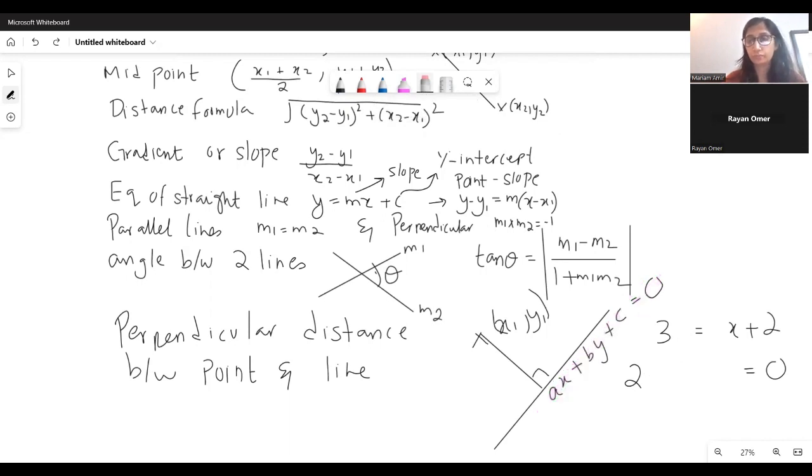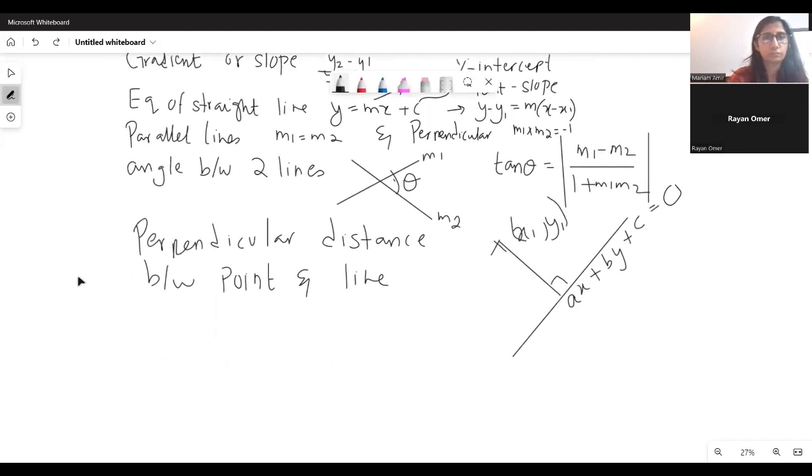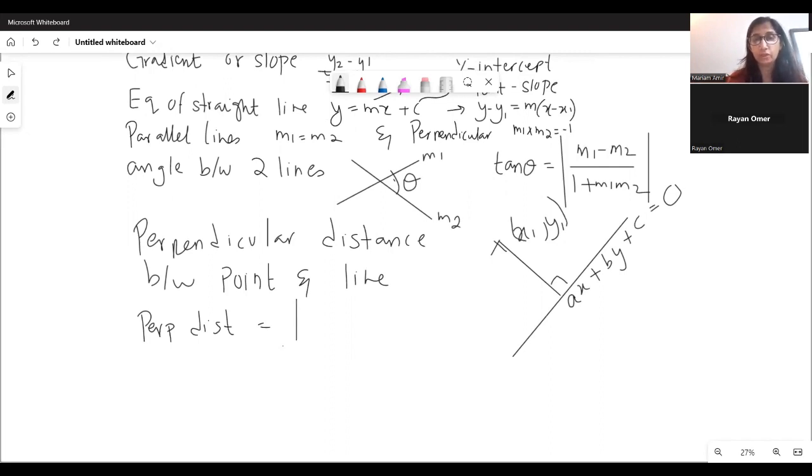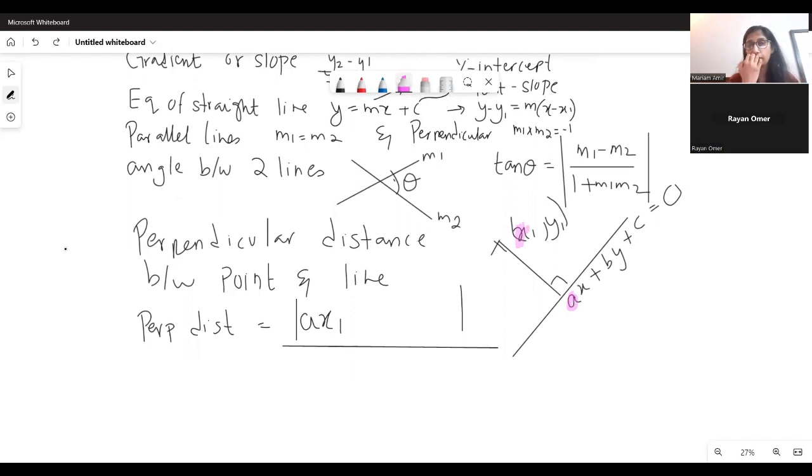So now the formula for the perpendicular distance is: perpendicular distance would be modulus again in the numerator. And inside the modulus, you write a, the coefficient of x, and instead of x, you write x1. What was x1? x1 is this value. For example, if it is 3, you write 3 here.